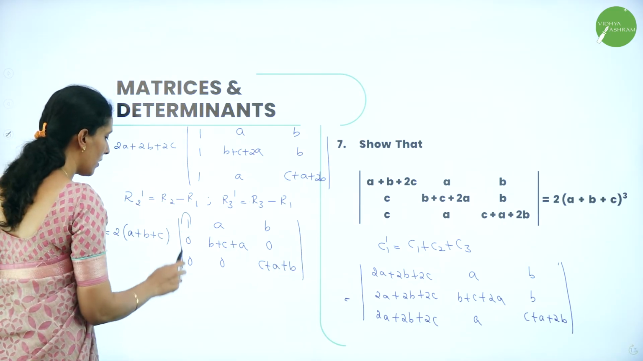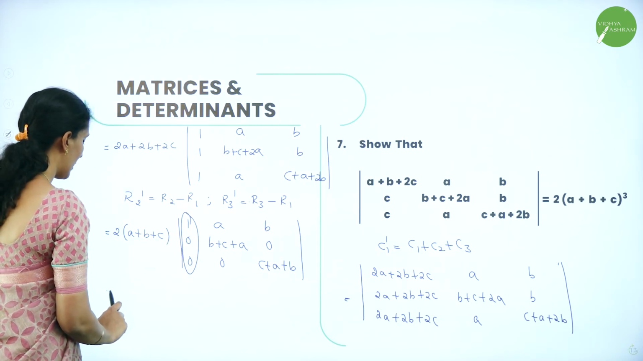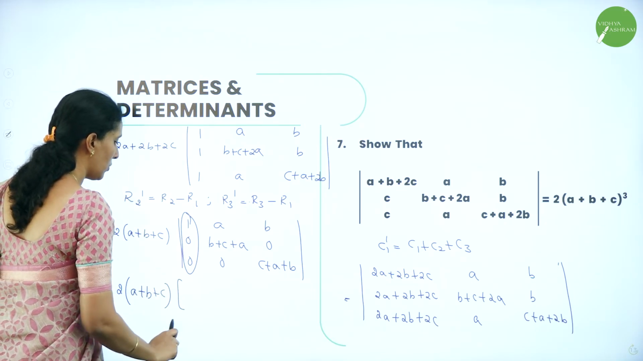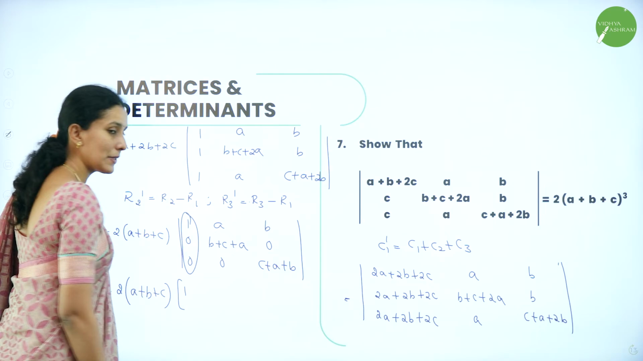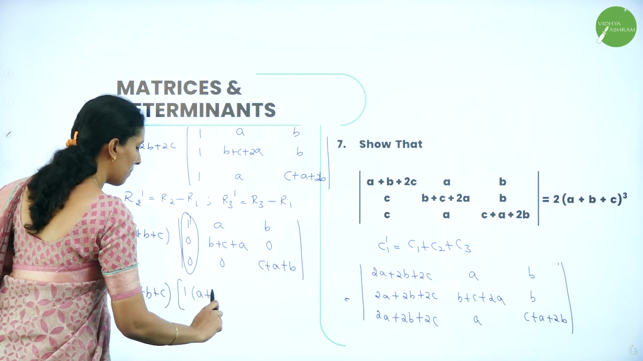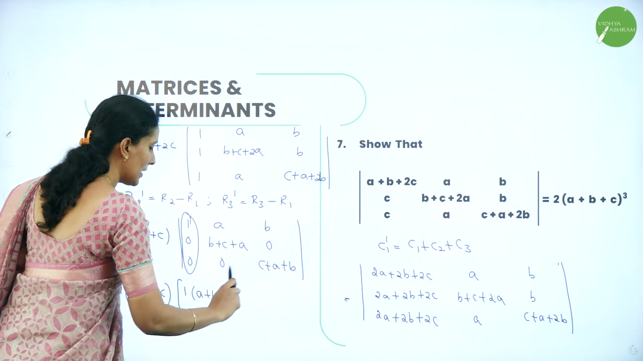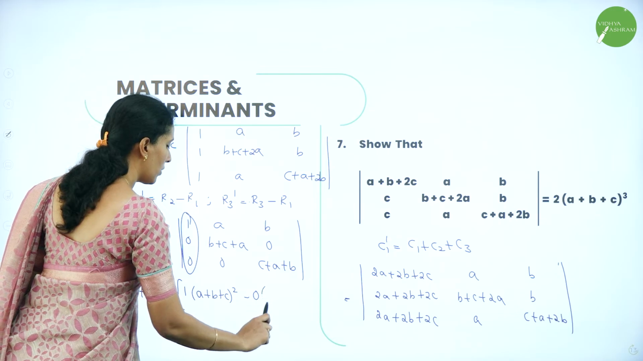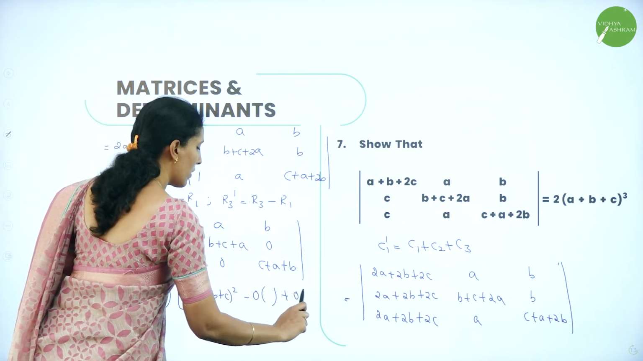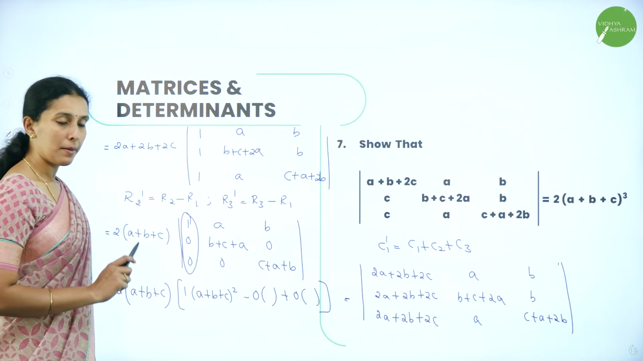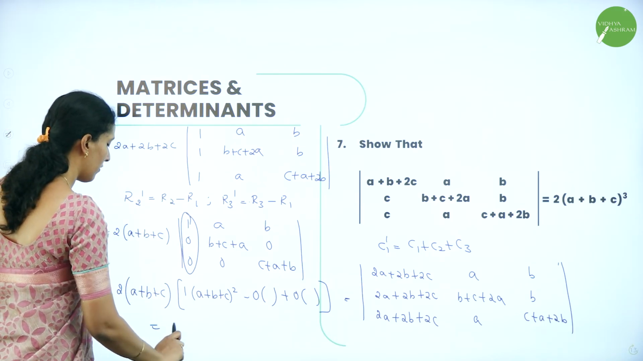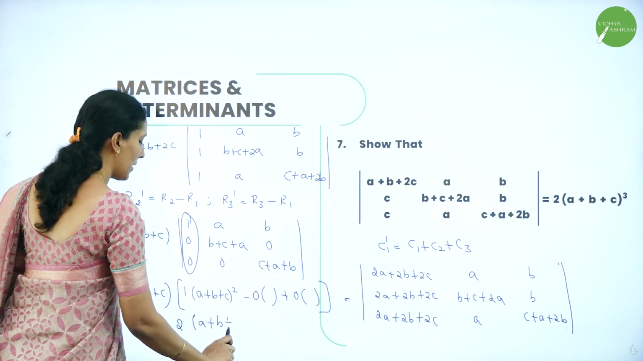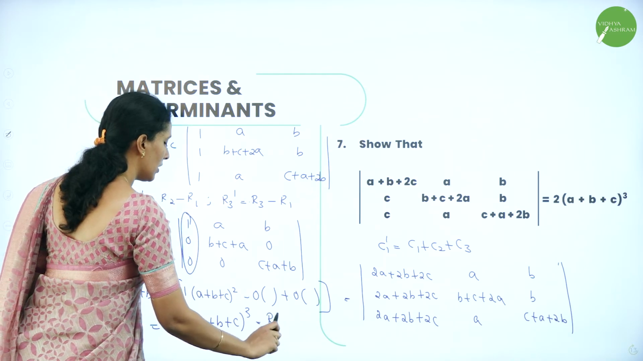Now we can expand it with the help of column-wise expansion. So we have 2 into A plus B plus C into 1 into B plus C plus A, B plus C plus A becomes 2 times A plus B plus C whole square, minus 0, which can be written like that only. Next we have minus 0 into anything becomes 0, plus 0 into anything becomes 0. So after the complete expansion, you will get 2 into A plus B plus C, A plus B plus C whole square becomes A plus B plus C whole cube, that is equal to the RHS.